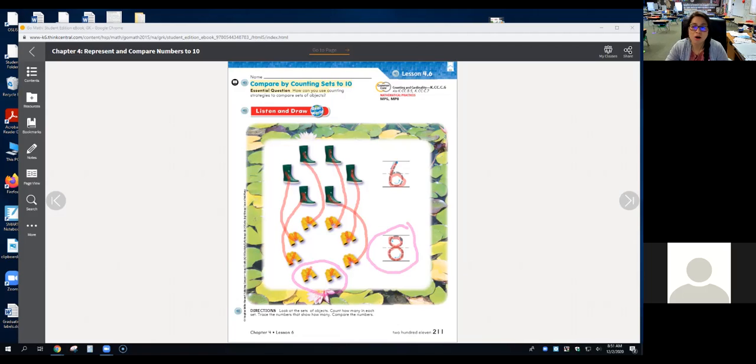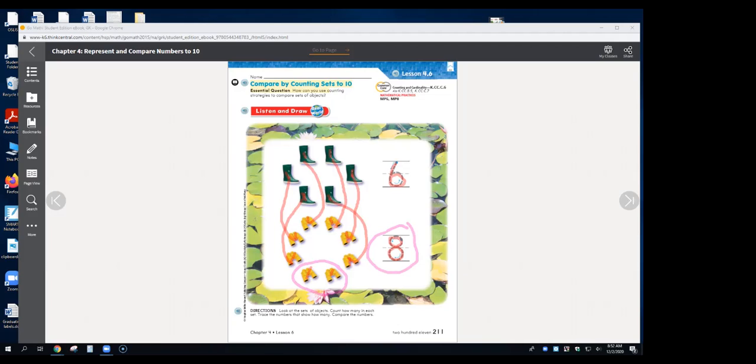That's how we compare. Always use the great strategies that we have learned. Matching each object so that way you can compare and see which one is less than, smaller, or more than, bigger, okay? All right, we're gonna go ahead and do some more examples.